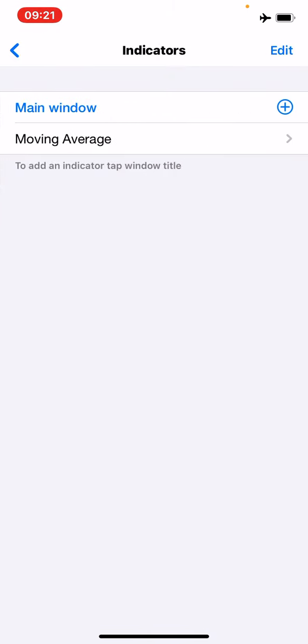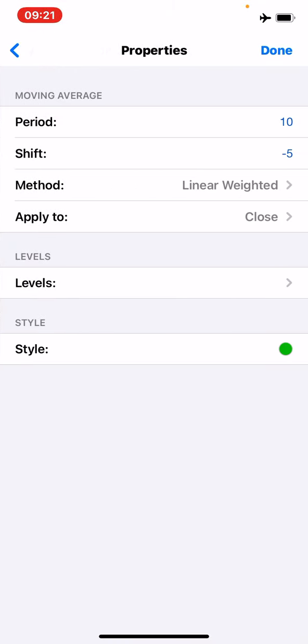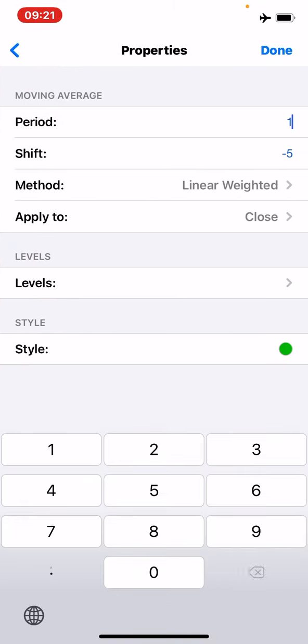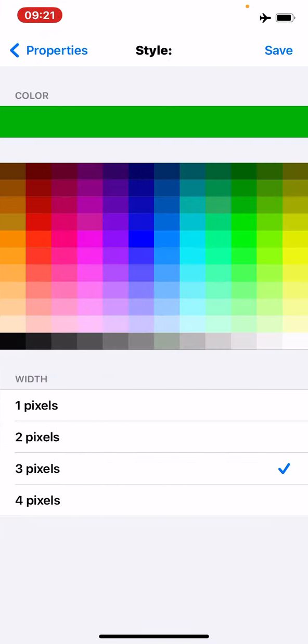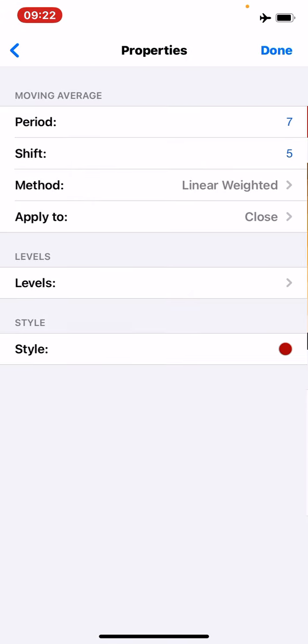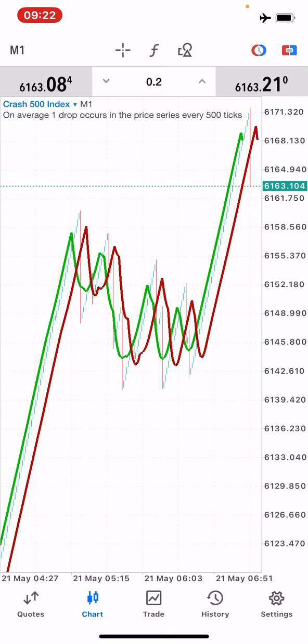The second indicator that we want is also a moving average, and it is going to have a period of 7 this time, a shift of +5, a method of linear weighted, apply to close. The color, I will choose the color red, and then click save, then done. This is the first section for our indicators.